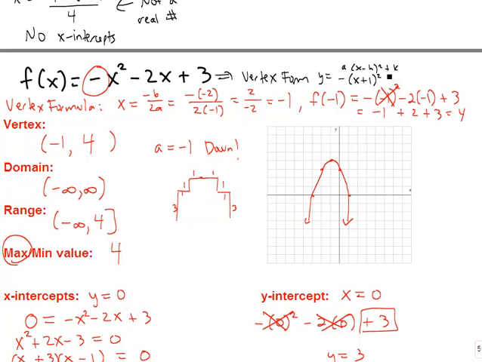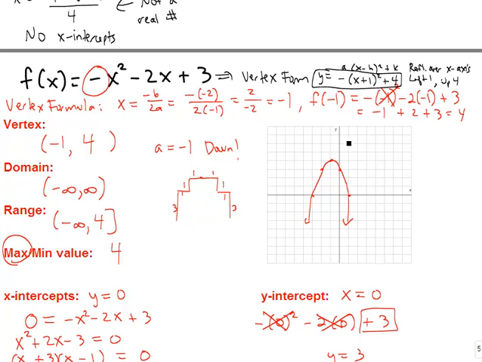Then the number on the end, that k, should be the y value of your vertex, so this is going to be +4. So there's your vertex form, and it also, in that vertex form, tells you the transformations that have been applied. The negative is a reflection over the x-axis. The +1 shifts you left 1, and the +4 shifts you up 4.